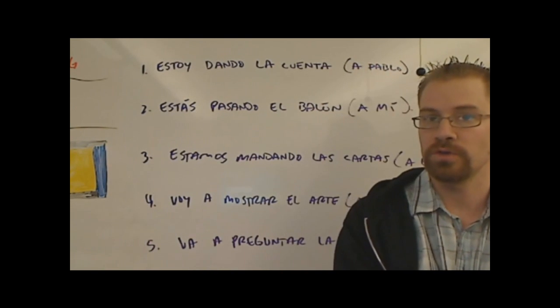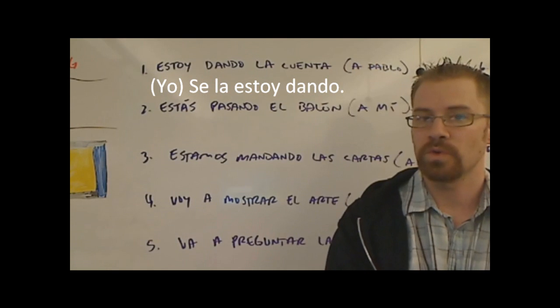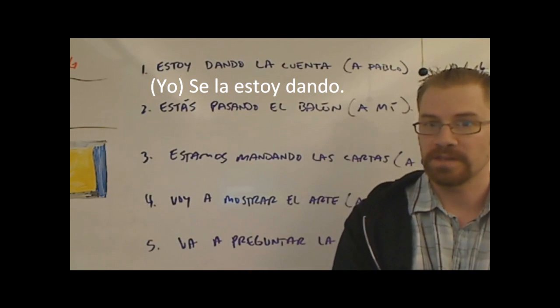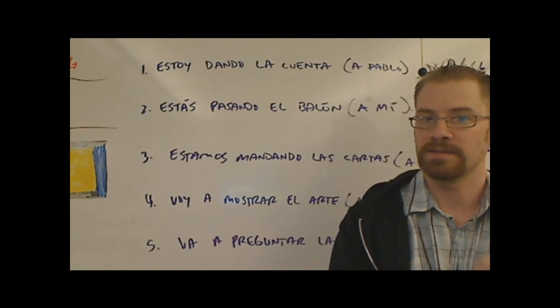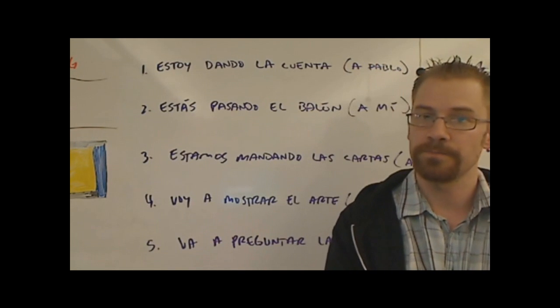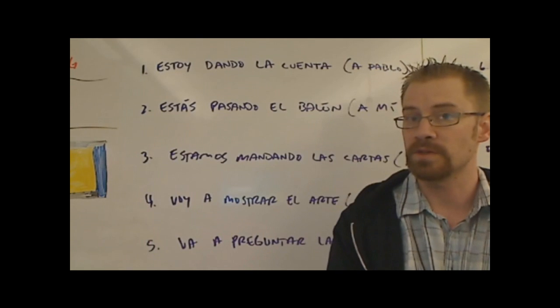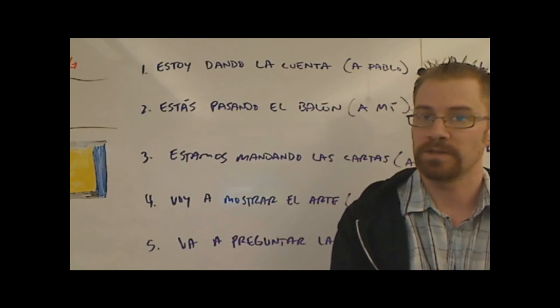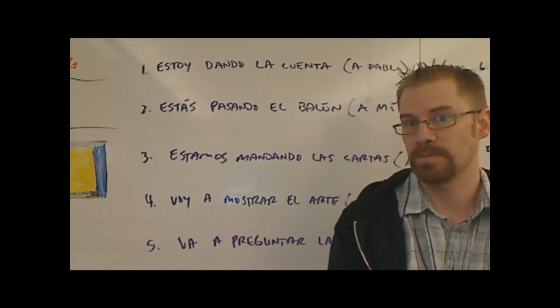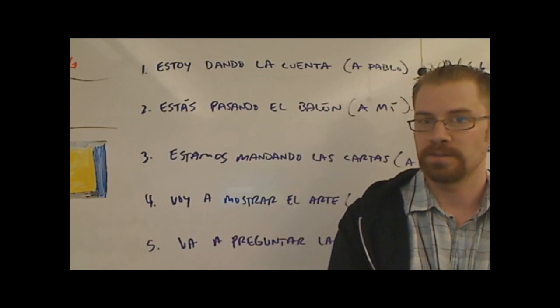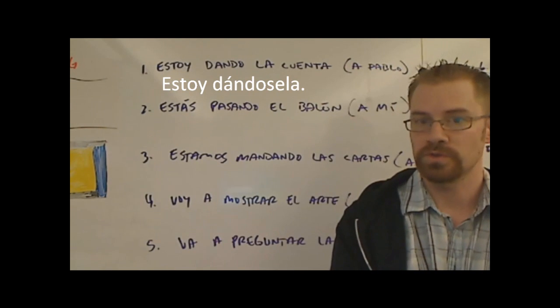So your new sentence could read as, se la estoy dando. Now the second way I can write this sentence is, since I have 2 verbs here, estoy and dando, I can attach the se and the la to the dando. Now when I do this though, it's going to make that word dando much longer, and that's when the accent marks come into play. So your new sentence is going to be estoy dando se la.